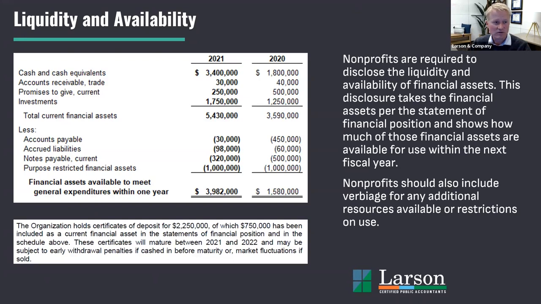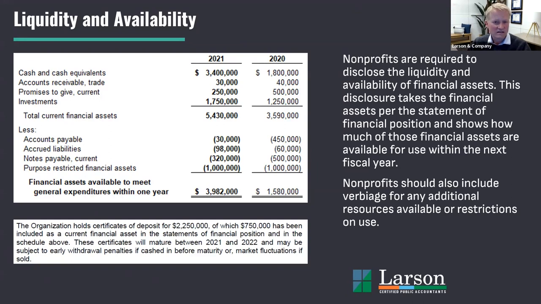So this is just an example of a way to present this. Some nonprofits include accounts payable and accrued liabilities and notes payable current, but a lot of them will just include the purpose restricted financial assets. There's some different ways to present it. We typically include AP just because you have that liability and you have to fulfill that liability. And so technically you have to use your financial assets to pay that, to where that's really not available for future expenses within the next year.